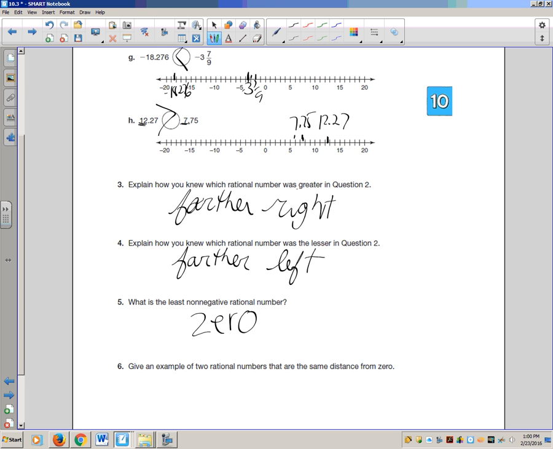Give an example of two rational numbers that are the same distance from 0. Here's 0. There's -5. There's +5. That's 5 units. That's 5 units. So I'm going to use -5 and 5. Just have to use opposites.